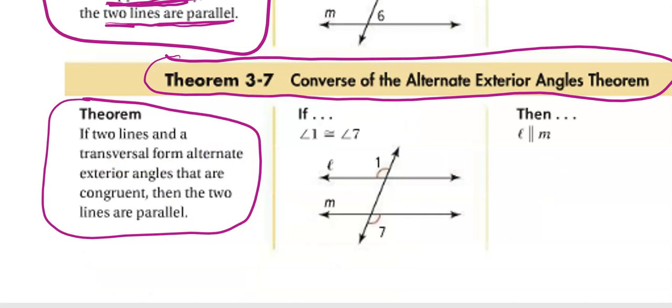Theorem 3.7, one more time. Converse of the alternate exterior angles theorem. If two lines and a transversal form alternate exterior angles that are congruent, then the two lines are parallel. So all of them have congruent pairs that we know already, except for same side interior. Those need to be supplementary in order for them to be parallel lines.